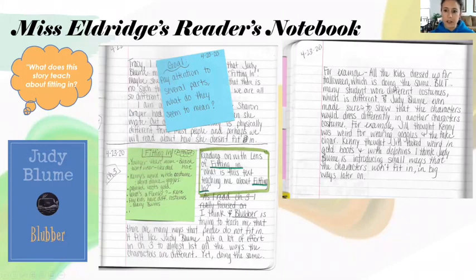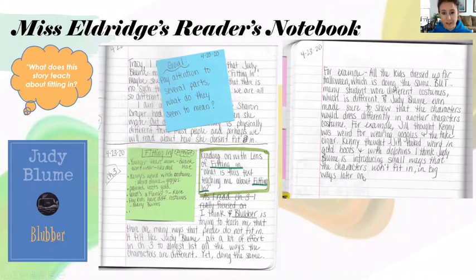Judy Blume even made sure to show that the characters would dress differently in another character's costume. For example, Jill thought Kenny was weird for wearing goggles and the fake cigar. And then Kenny thought Jill looked weird in gold boots with dolphins hanging from her hat. I think Judy Blume is introducing small ways that the characters won't fit in, big ways later on.